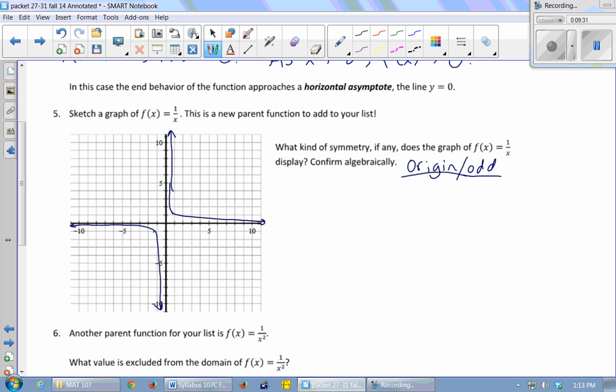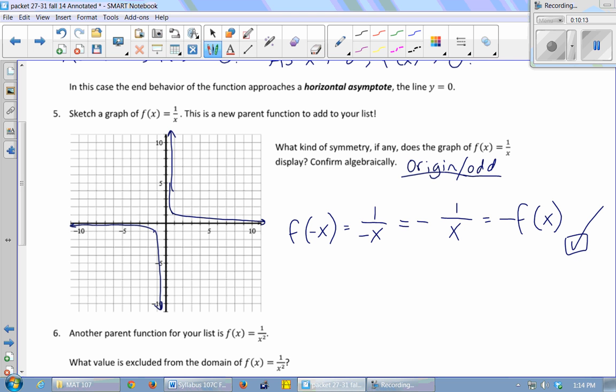Right, to confirm algebraically, if I plug a negative x into this function, I get 1 over negative x. I just replaced the x with a negative x. Is that the same as my original function? Is it the exact opposite of my original function? It is, because you can put a negative in any location of a fraction, the bottom, the top, or out front. So this would be negative 1 over x, which is the exact opposite of my original function. That's the definition of origin symmetry, right? If we plug in a negative x and you get the exact opposite of your original function.